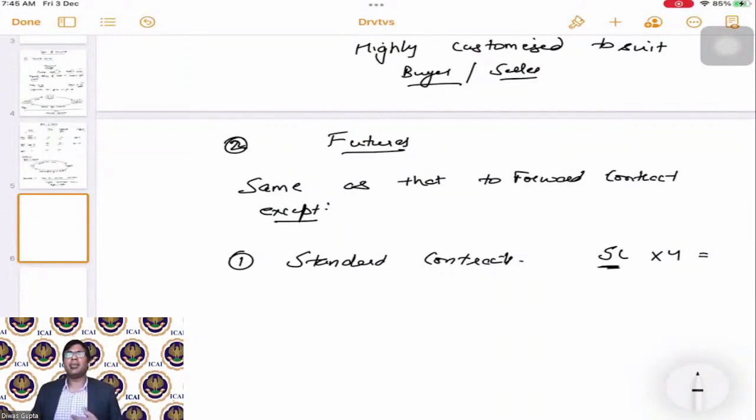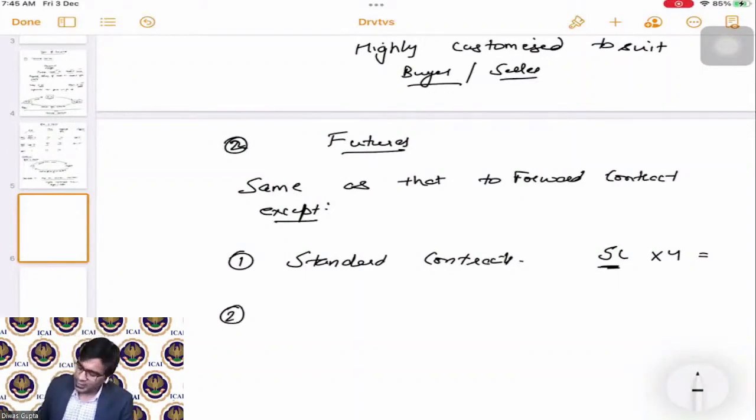If I am a procurement manager and I have a requirement to purchase 20 liters, I will purchase 4 such contracts because these are standard contracts. I cannot modify anything. I cannot modify quality. I cannot modify quantity. I cannot modify the underlying asset. I cannot modify even the expiry also. Expiry also is standard. Standard means consistent for all the buyers and sellers.